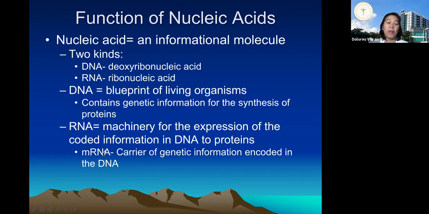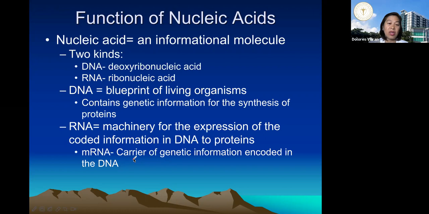An example of RNA that carries genetic information is known as mRNA. M stands for messenger RNA. So mRNA is considered the carrier of genetic information encoded in the DNA. But there are other organisms whose genome is an RNA molecule. An example would be viruses, okay? Like the human immunodeficiency virus, the causative agent of AIDS. The genome is an RNA.